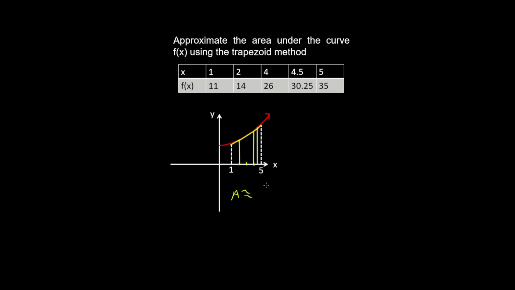So the area of the first trapezium is 11 plus 14 on 2, multiplied by the width of that trapezium, which is 1. And then for the next trapezium, we have 14 plus 26 on 2 by the width of that trapezium, and so on and so forth using the values in that table. So have a go at doing that and post your answer in the comments.